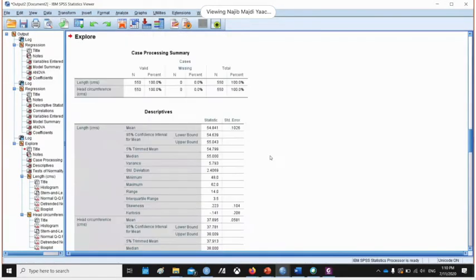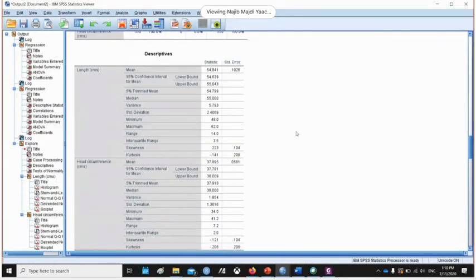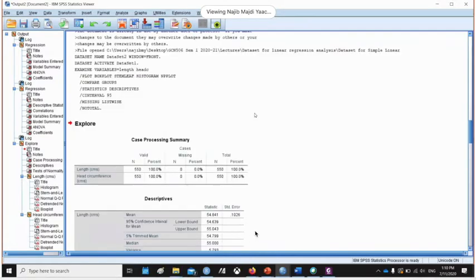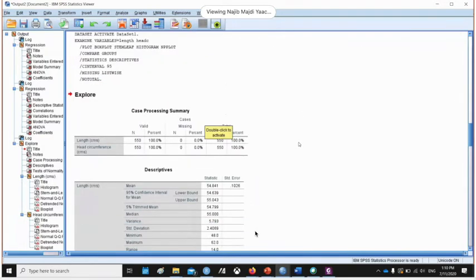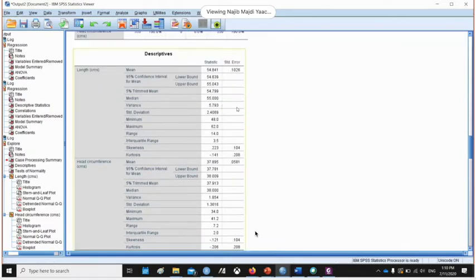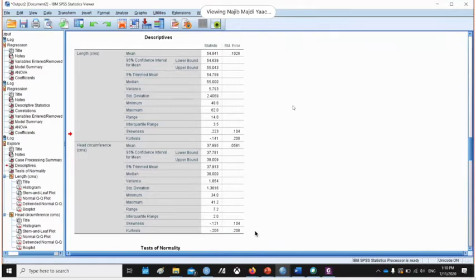Can you see the output here? Yes, Doctor. Okay. So in SPSS, it is very easy. Just by clicking a few buttons, you already get the result. The first one, case processing summary, is to show whether there's any missing data or not. For both variables, there's no missing data. So you're happy.